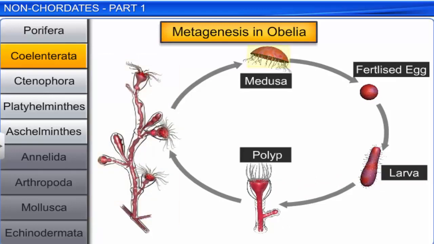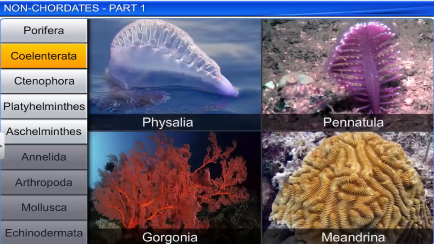Polyps produce medusae asexually, and the medusae form polyps sexually. This phenomenon is called metagenesis. Some common coelenterates are Physalia, Pennatula, Gorgonia, and Meandrina.